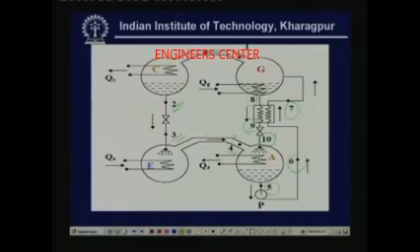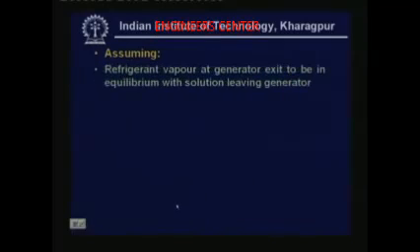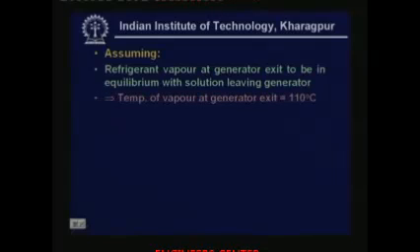Now we will find out the properties of all these points, because if we want to find the performance we need to know the properties. For finding the properties we assume that the refrigerant vapor at generator exit is in equilibrium with the solution leaving the generator. This assumption is required to find the enthalpy of the refrigerant vapor. It is given that the solution leaving the generator is at 110 degree centigrade. Since the vapor is in equilibrium with this, the vapor also has a temperature of 110 degree centigrade.